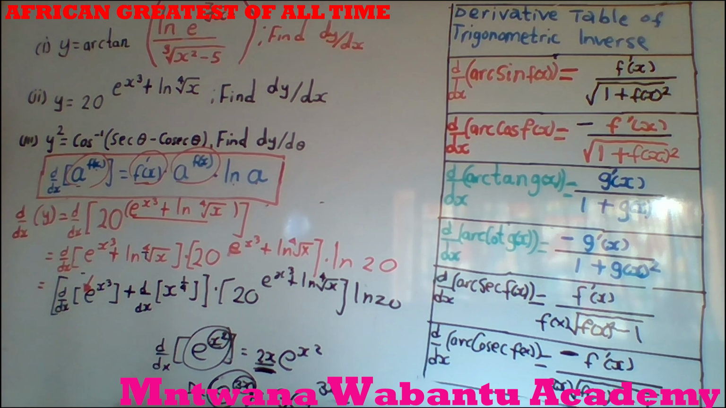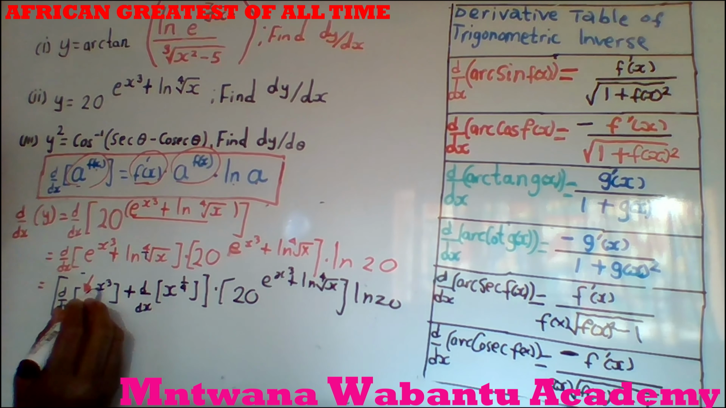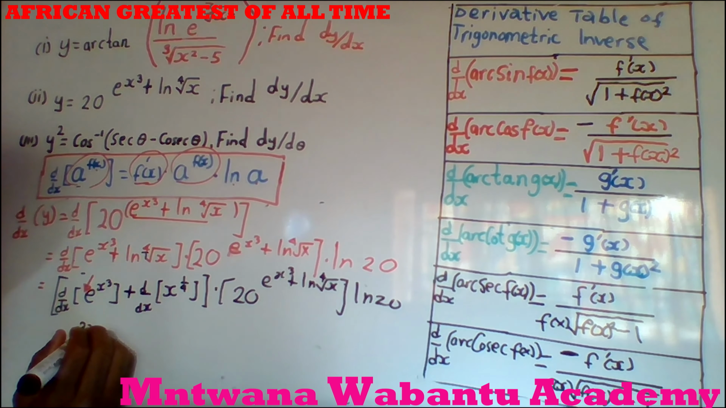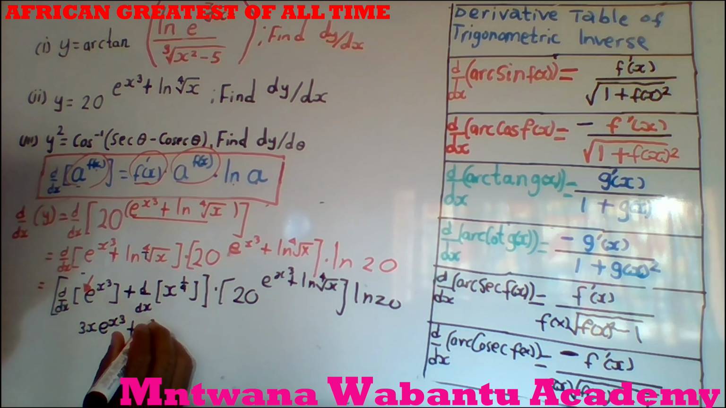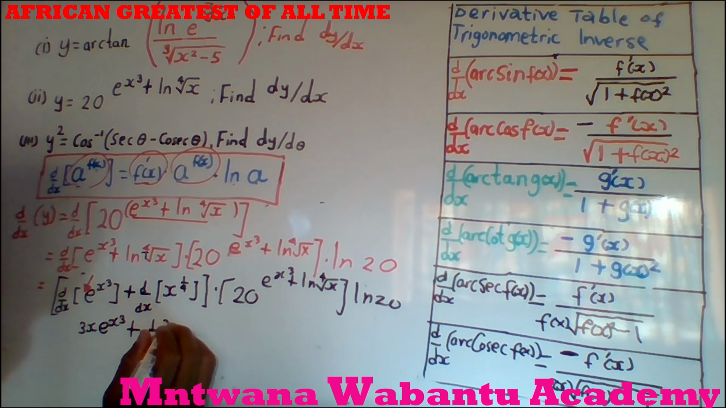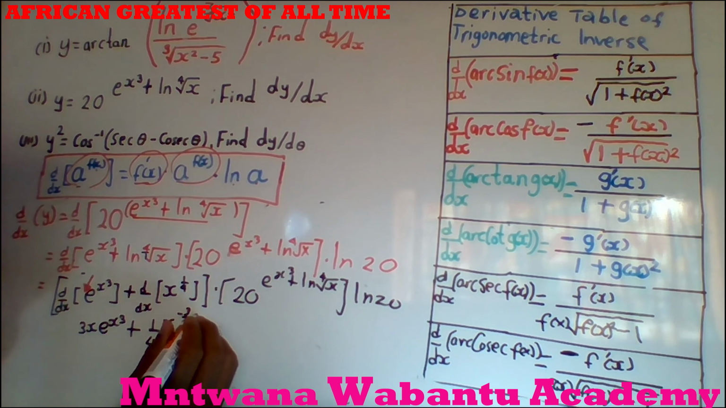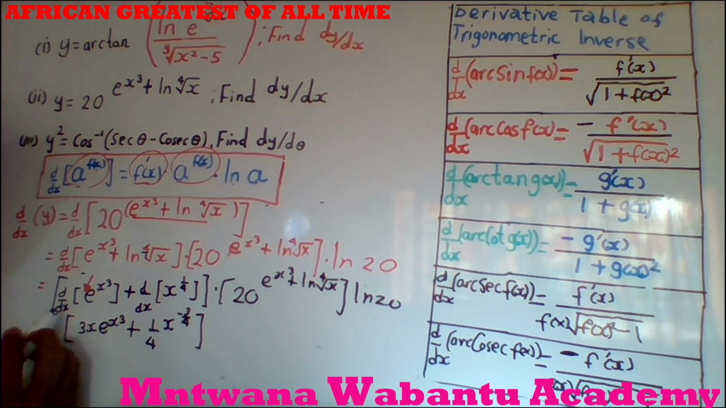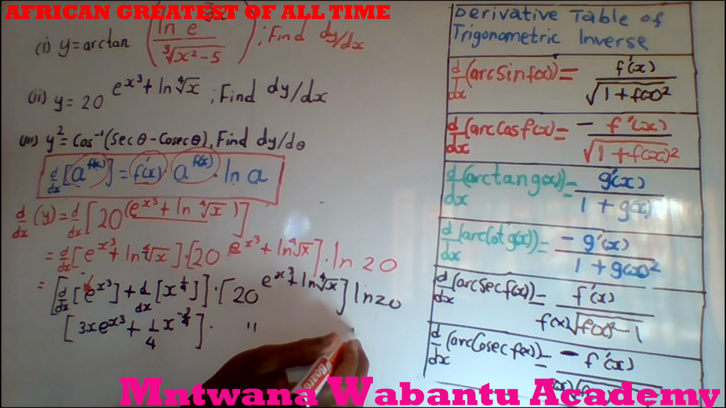So we're going to do the same approach here for the first one. This one here is going to give us 3x^2, and we write exactly e^(x^3), and plus this one here is going to be 1/4, because the power goes to the front, and then it becomes x to the power 1/4 minus 1, which is -3/4. We're not going to write d/dx, because we have already differentiated, so you don't have to write d/dx. So you multiply by the same thing.